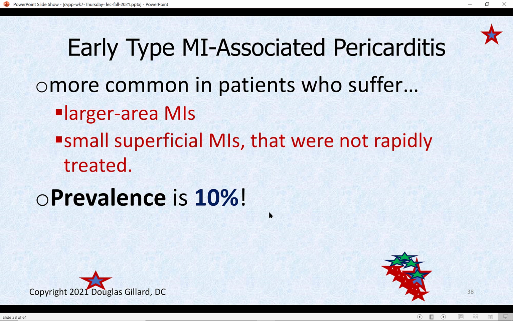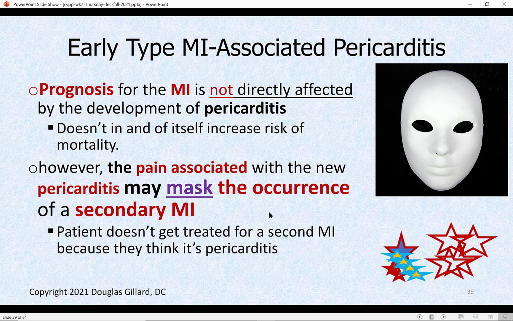People who have full thickness myocardial infarctions are at risk. People who have a tiny myocardial infarction, but it's superficial, very close to the serous pericardium, that can do it as well. The prevalence is about 10% of people who have myocardial infarction will end up getting this, so it definitely happens.